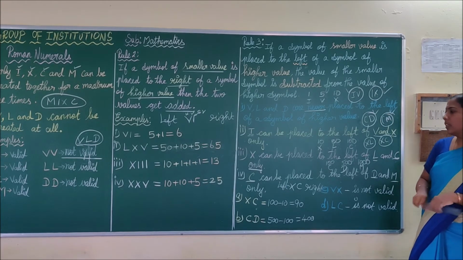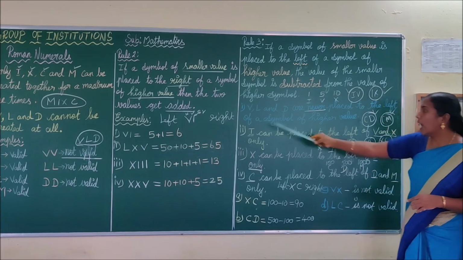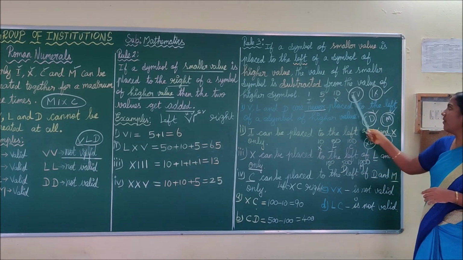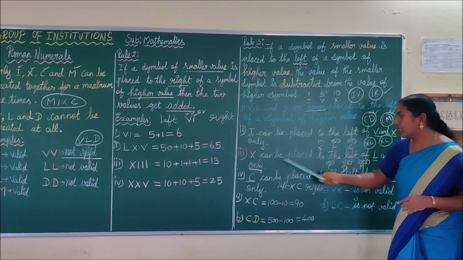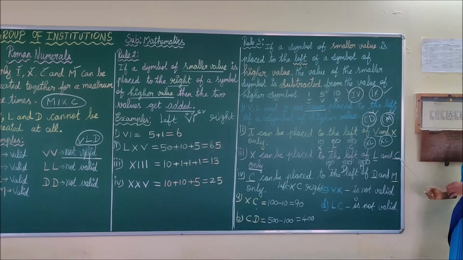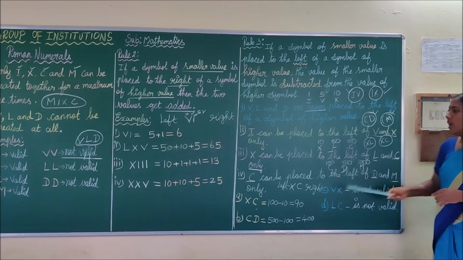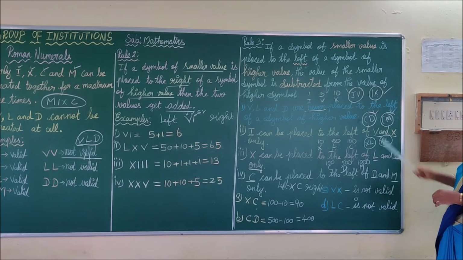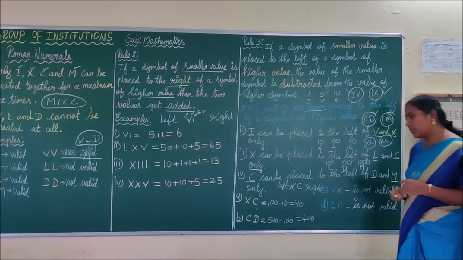Do you understand? Thus, we can write I can be placed to the left of V and X as IV and IX, and X can be placed to the left of L and C as XL and XC, and C can be placed to the left of D and M as CD and CM. It is clear, children?